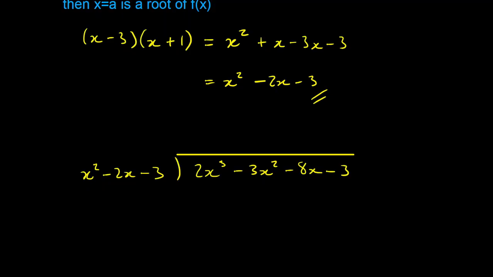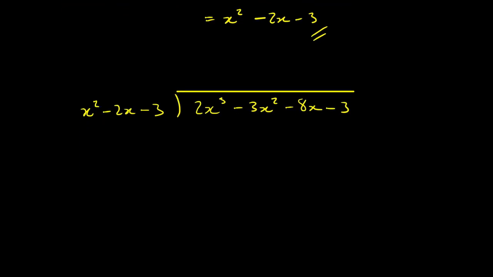How do I do polynomial division? I take my leading term, 2x cubed, and divide it by x squared. If I do that, I get 2x. Then I take that 2x and multiply it through by everything in the divisor. So 2x times x squared is 2x cubed. 2x times negative 2x is negative 4x squared. And 2x times negative 3 is negative 6x.